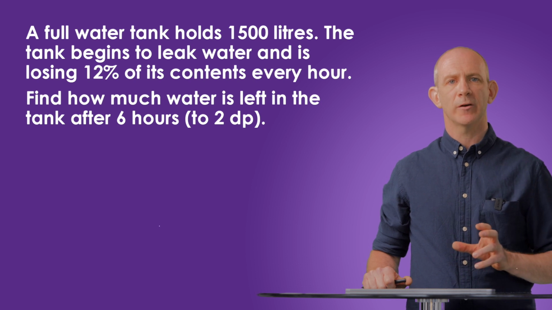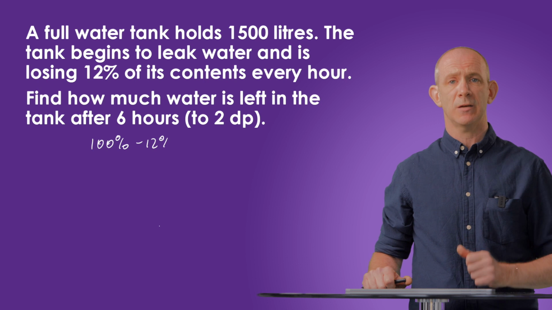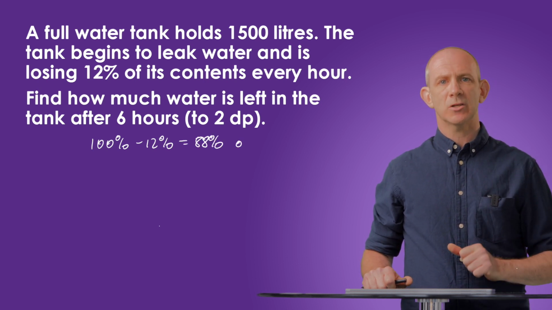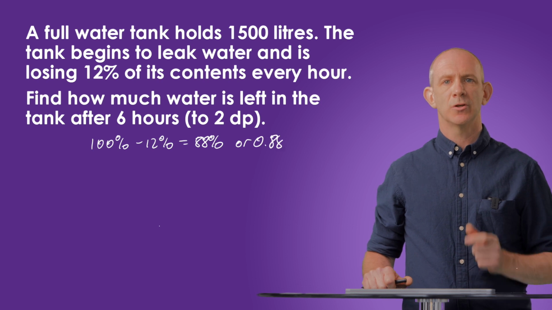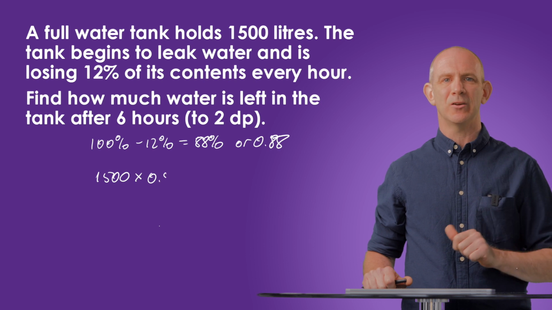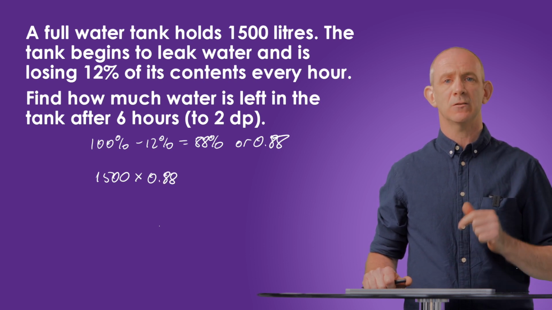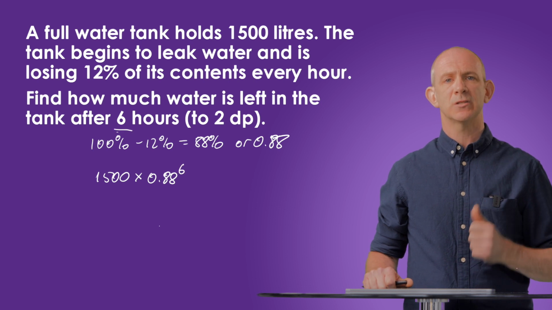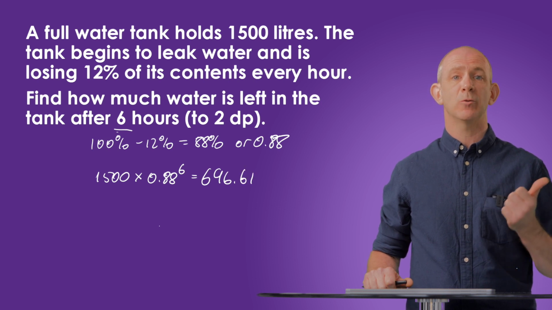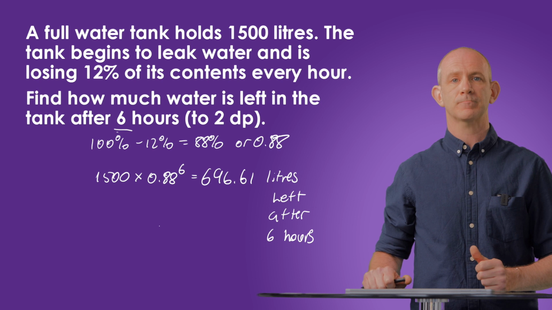Let's work out the multiplier by doing 100% minus 12%, which gives us 88%, or 0.88. We can then apply this to the initial amount of 1,500, using the term as the power. The term here is going to be in hours rather than years as in the previous examples. So 1,500 times 0.88 to the power of 6 is going to equal 696.61 litres. So we've calculated there will be 696.61 litres left after 6 hours.